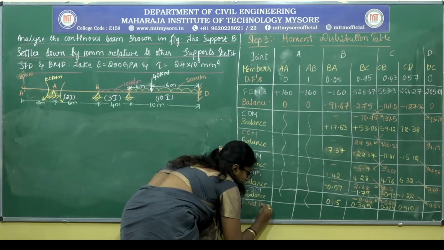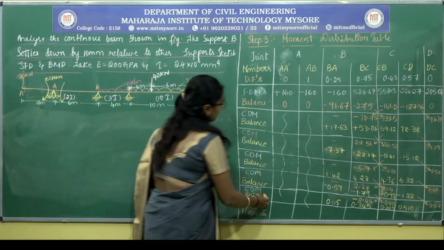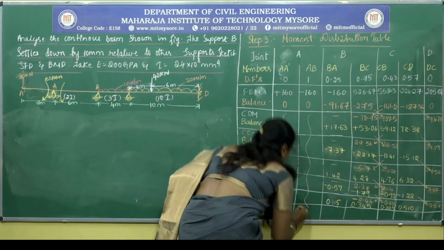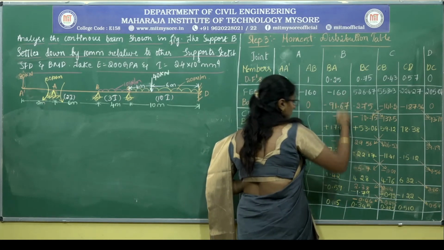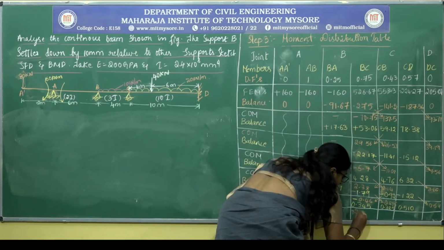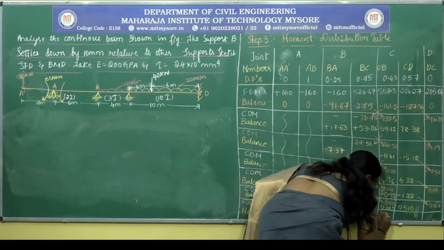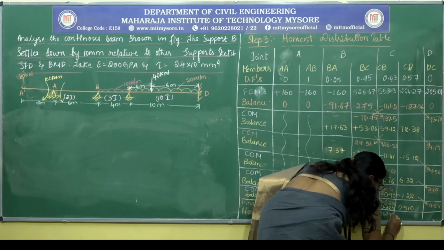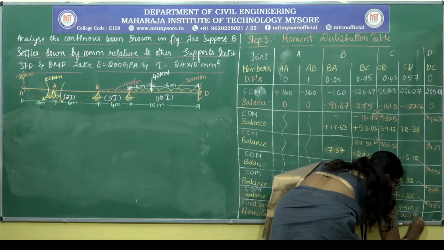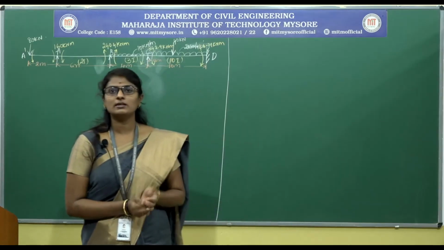Next, final end moments. The final end moments for A dash is plus 160, AB minus 160, for BA minus 240.4, for BC it is 240.41, for CB it is plus 342.96, CD minus 342.96, DC 145.57.